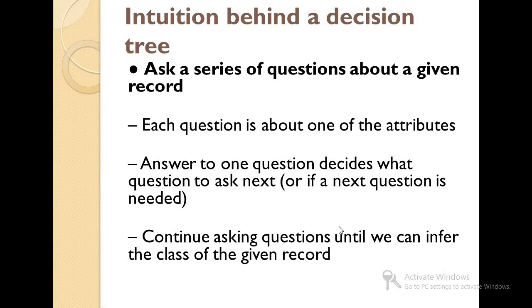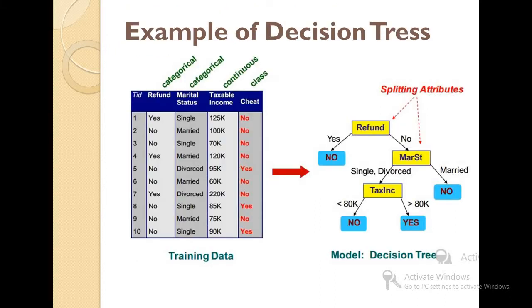The intuition behind a decision tree is to ask a series of questions about a given data record. Each question is about one of the attributes. The answer to one question decides what question to ask next. We continue asking questions until we can infer the class of the given record. This is an example of a decision tree.